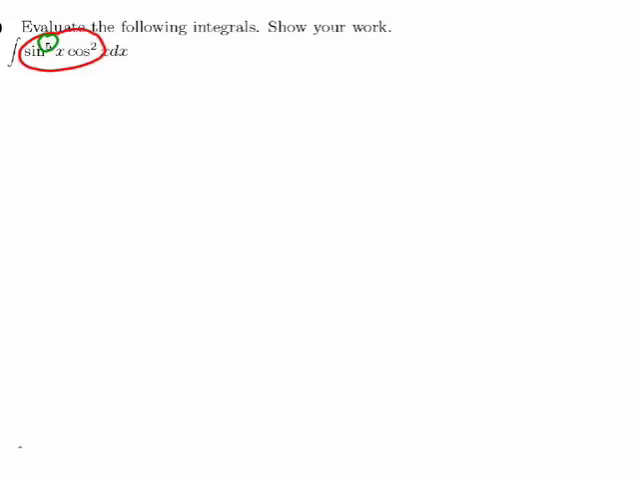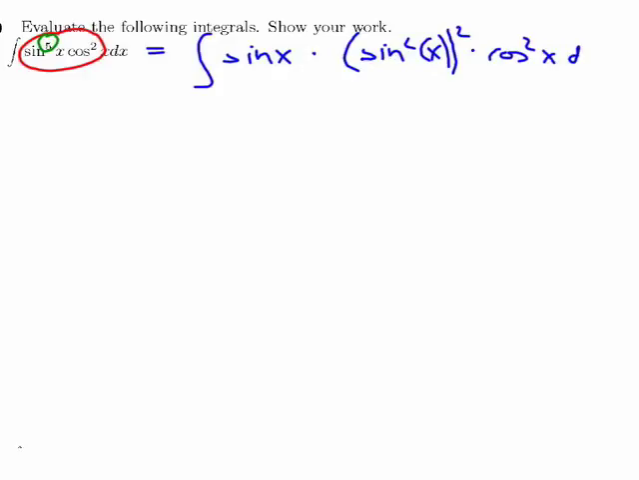We split one single factor of sine off and write the rest in terms of cosines. So let's do this. Let's split our one factor sine of x off. What are our remaining factors? Now we have a sine to the 4, that's sine squared squared, times the cosine squared of x dx.